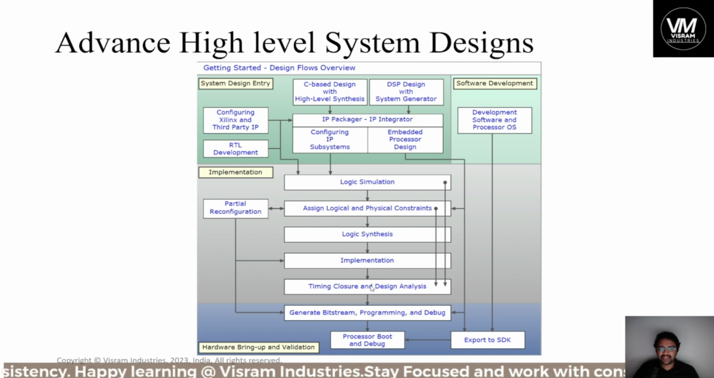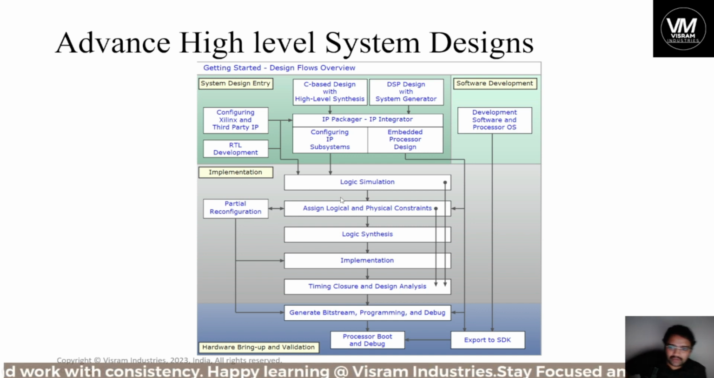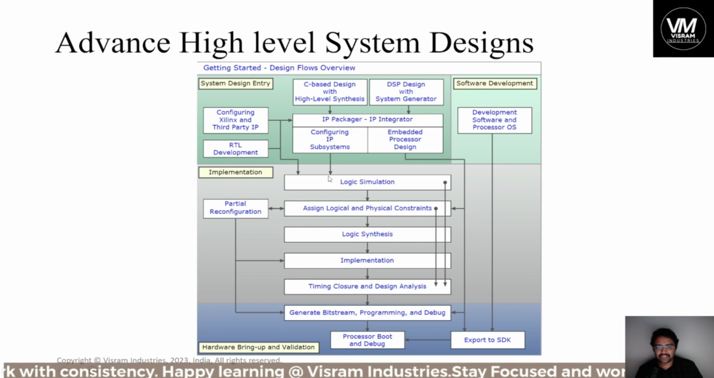Usually that can be done in design automation. In FPGA designs we can also do the timing closure and generate the bit stream, upload it to the processor debug, and we can do the hardware bring-up and validation, checking on the hardware. Meanwhile you can see the system design entry. This is the entire system design entry. If you get stuck at any point, you will be redirected back to the previous step.